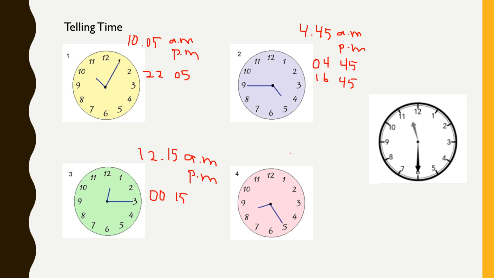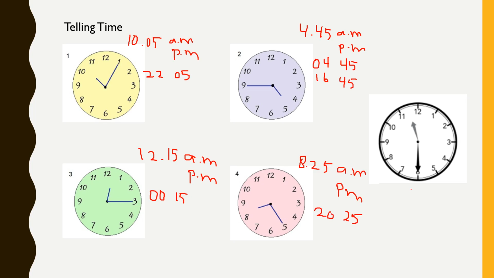Question number 4. This is 8:25. Then how to write it? You may write it as 8:25 a.m., 8:25 p.m. or 20:25.